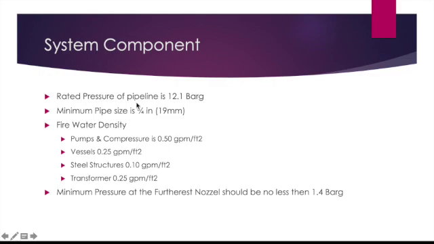Coming down, next is the system components. A main specific system component is defined as the rated pressure of the pipeline should be 12.1 bar gauge. The minimum pipe size is 3/4 of an inch.